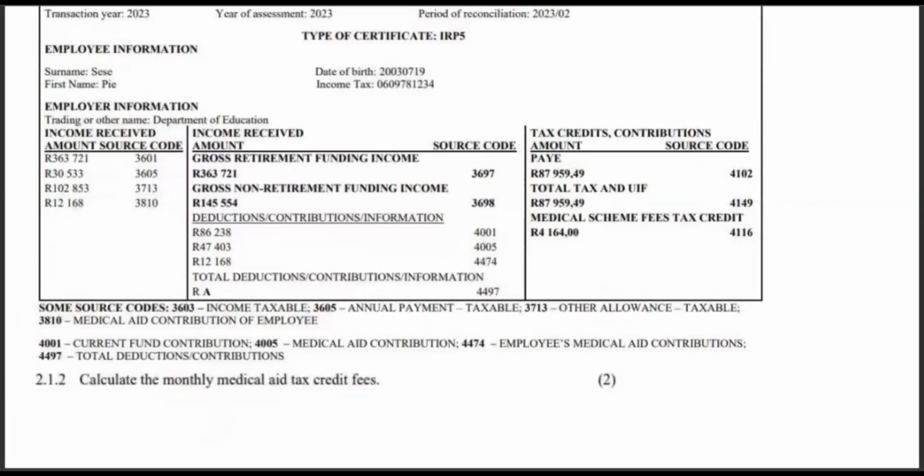Let's see. Calculate the monthly medical aid tax credit fees. So when we come here, we see medical scheme fees tax credit is this much. All right, so monthly, what we're going to do is divide it by 12 because we're looking for monthly, and we end up with the answer 347. Okay, this was a question here.